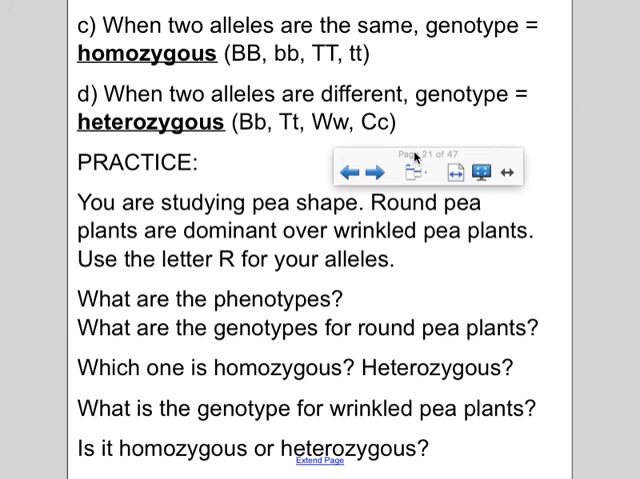Okay, two more sets of vocab words here.